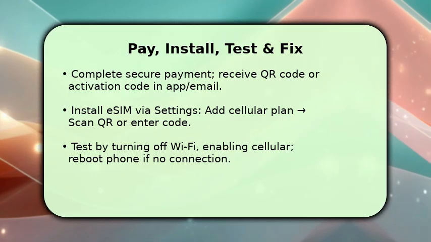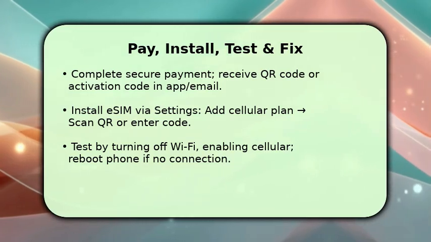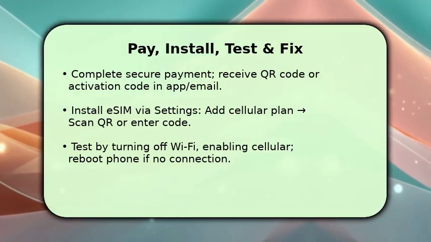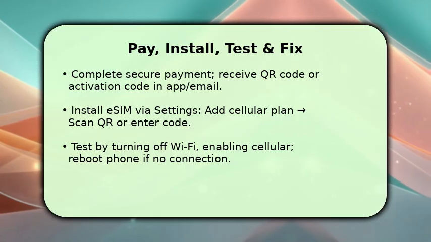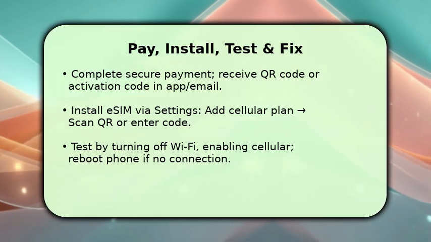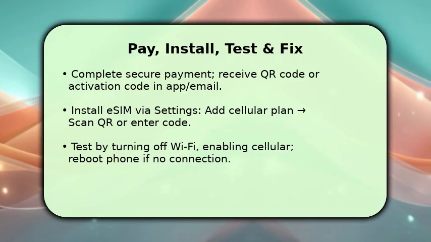Once installed, turn off Wi-Fi and test data. If you don't get service, toggle airplane mode and reboot. If problems persist, recheck compatibility and activation date. Contact Klook support with screenshots.